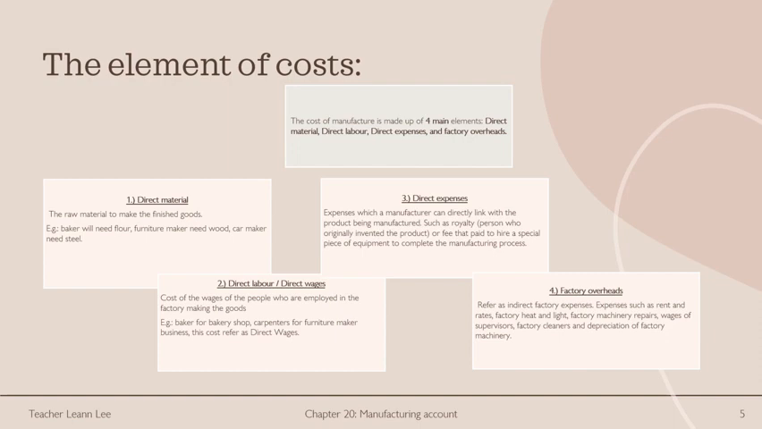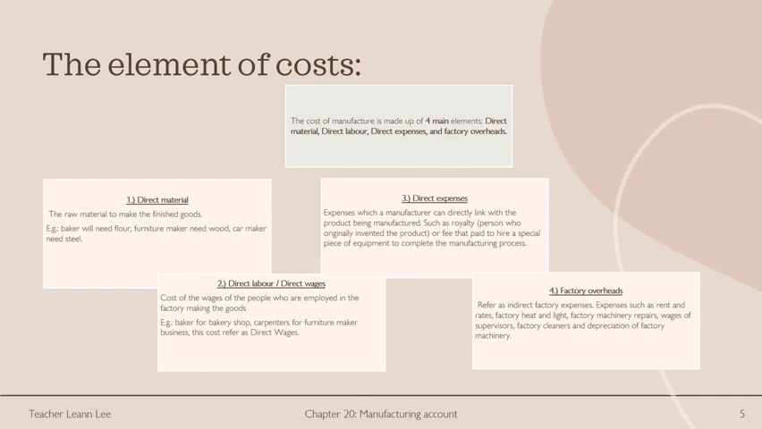Okay, second one, direct labor, or we call it direct wages. This is the cost of the wages of the people employed in the factory making the goods. It means you can't simply find a replacement for these people, whose expertise is very important to make the products become finished goods, such as the baker for the bakery shop. Carpenters are direct laborers for the furniture maker. And this cost we refer to as direct wages or direct labor.